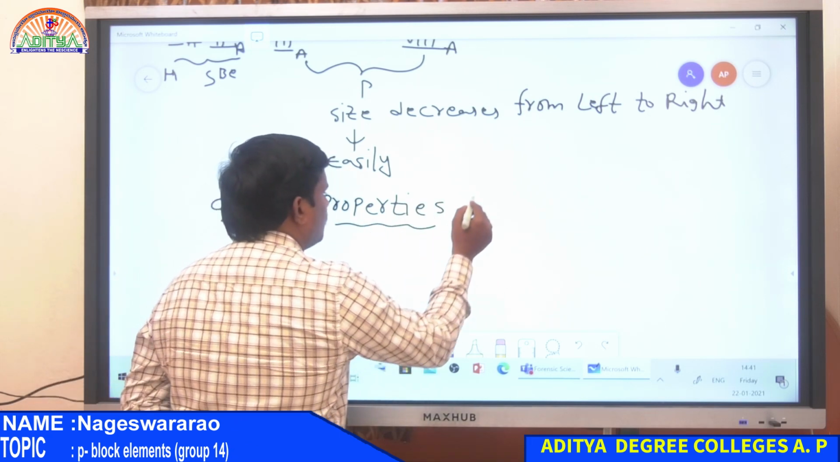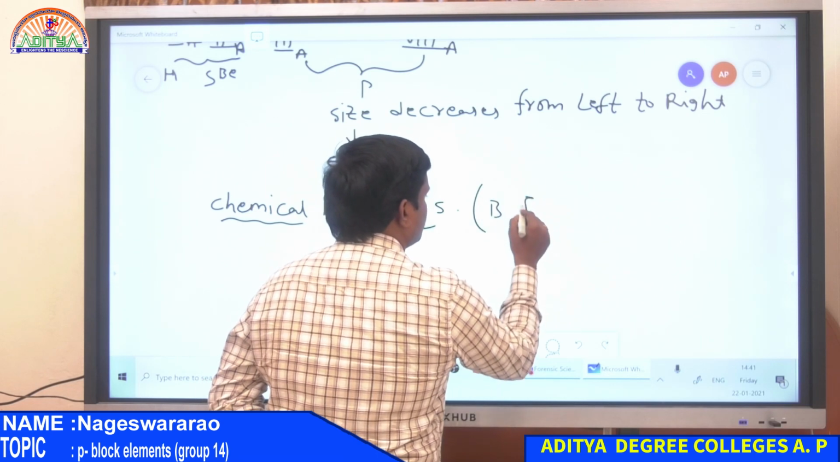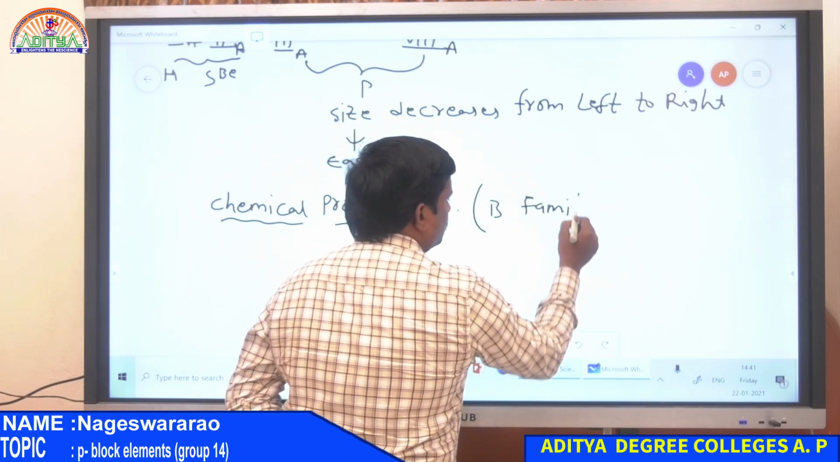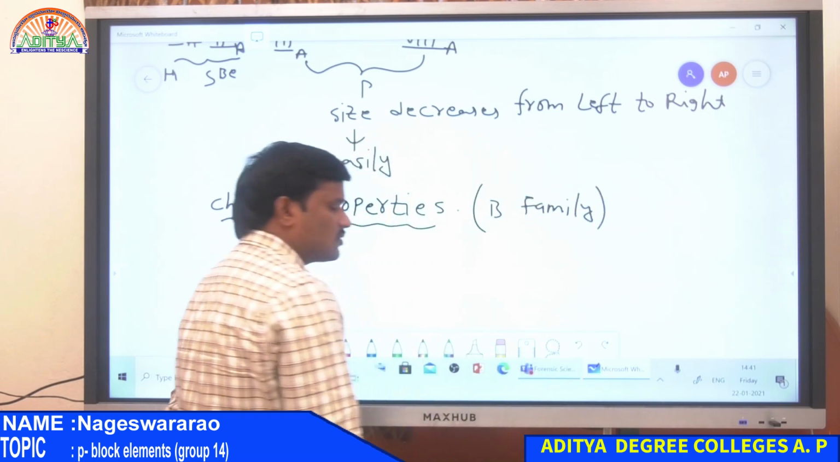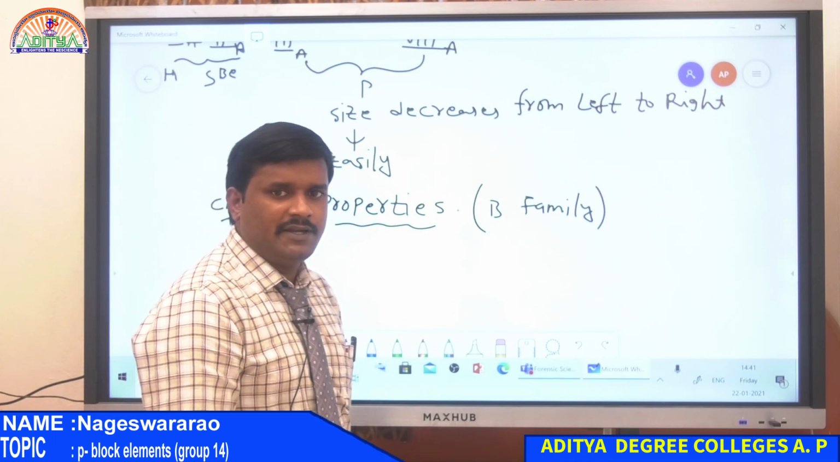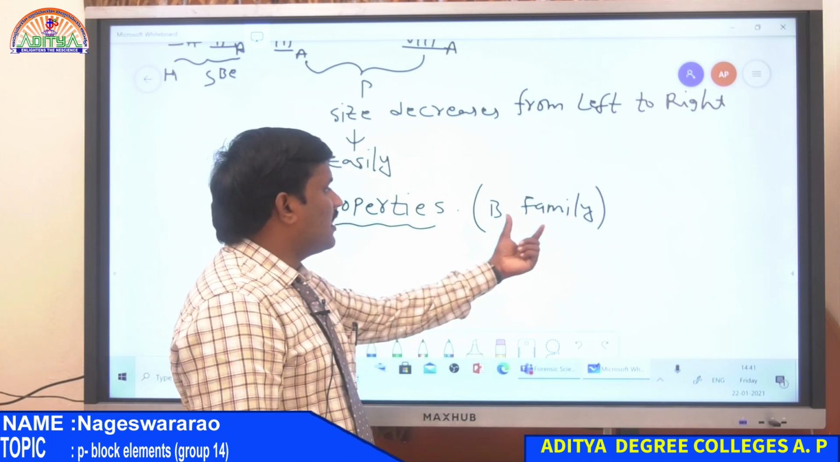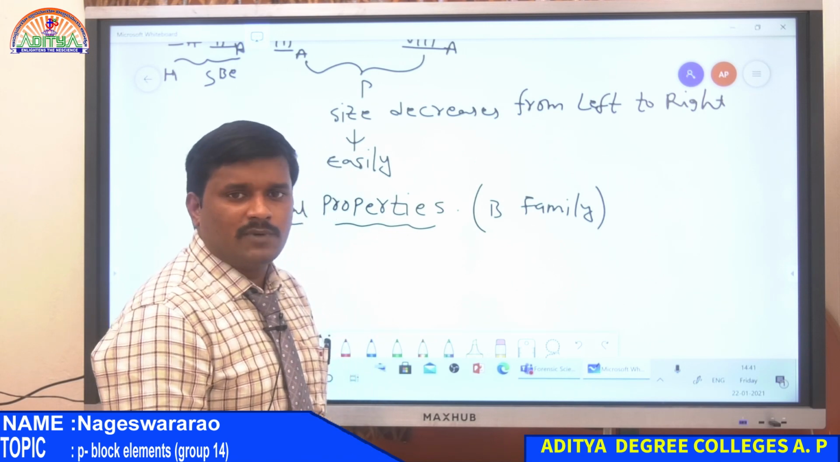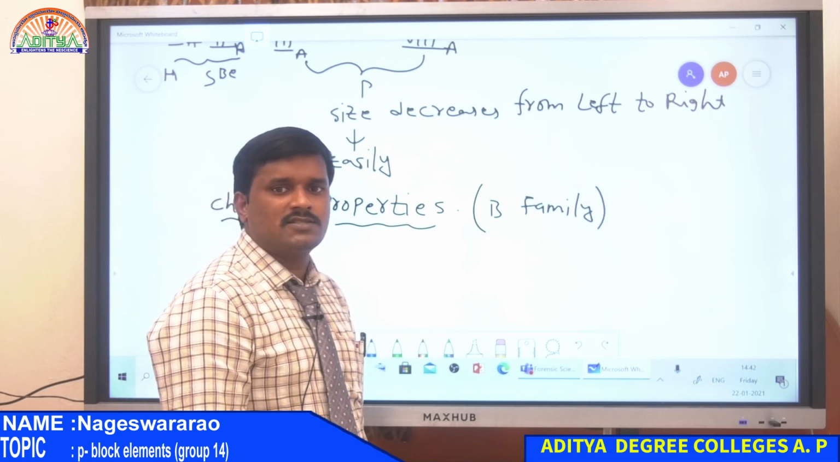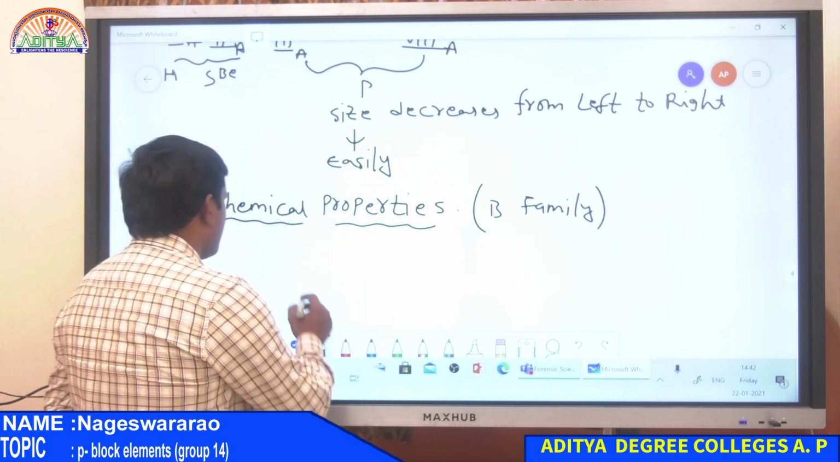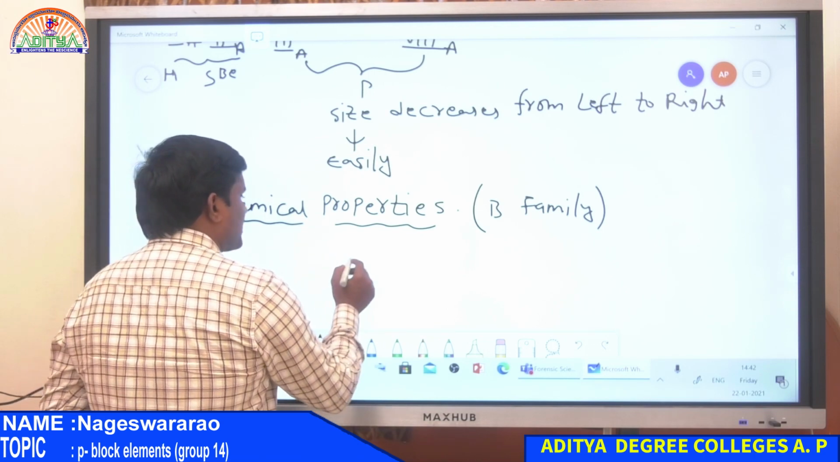Chemical properties of the boron family, that is, elements of the boron family. So boron, aluminum, gallium, indium, thallium. So these are the boron family. So what type of chemical reactions occur in the case of the boron family? So the first one is reaction with oxygen.